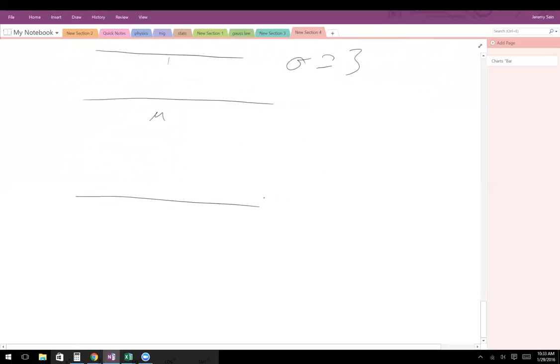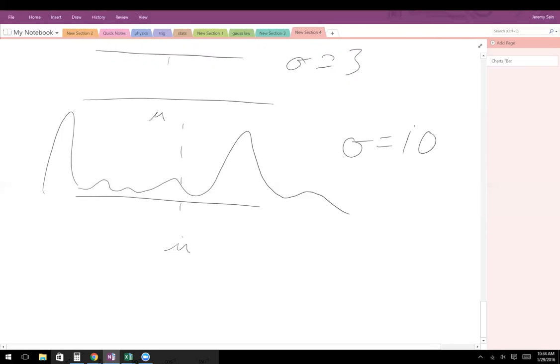Whereas if I had something like this, where there's a whole bunch of people and then maybe a few more out there, my mean is somewhere around here, and the standard deviation is like 10 or something, because the data is really, really far from the mean on average.